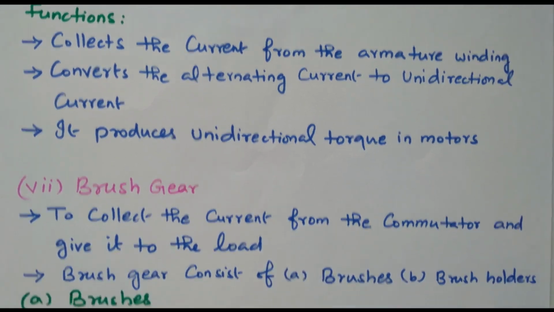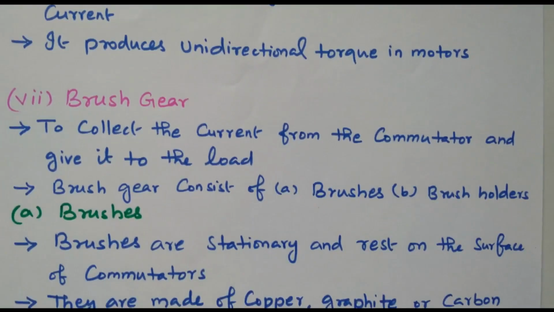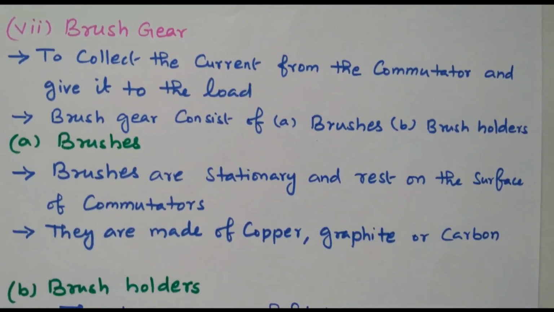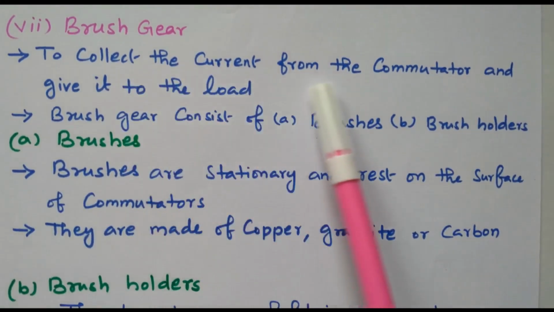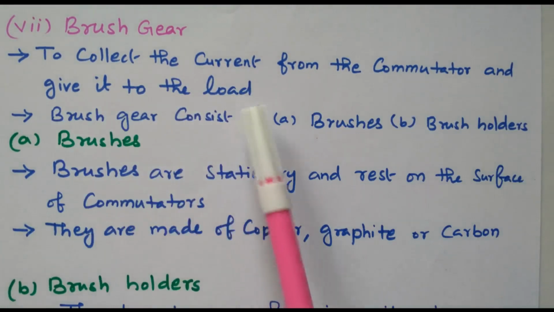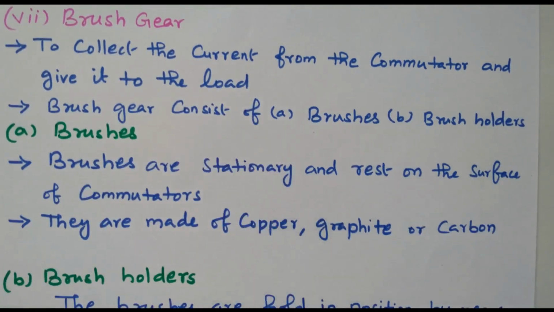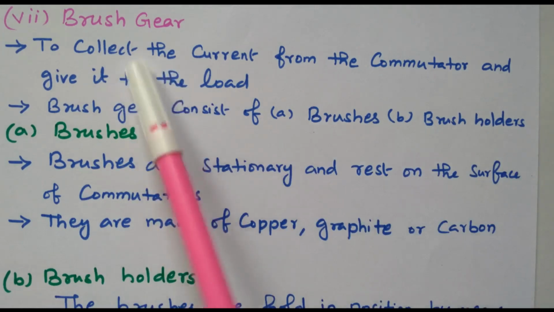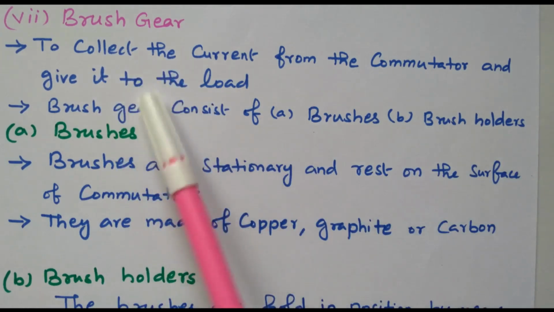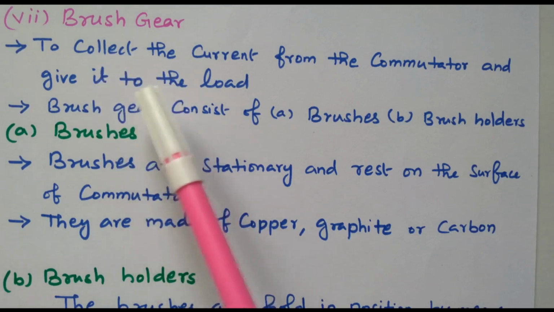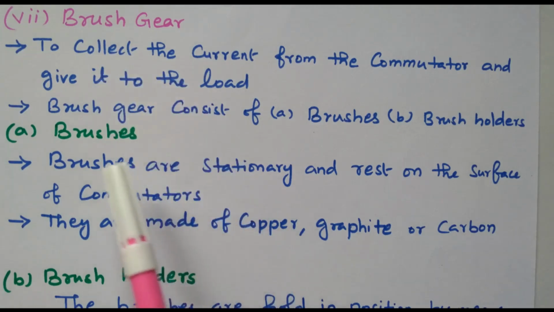Now we'll see the next topic, brush gear. It is used to collect the current from the commutator and give it to the load. So the brushes are available, copper brushes. Right. The brush gear consists of brushes and brush holders. Because it's a rotating part, the brush is available, so it will continuously collect the current from the commutator, that is, from the copper segment. So what is a brush?